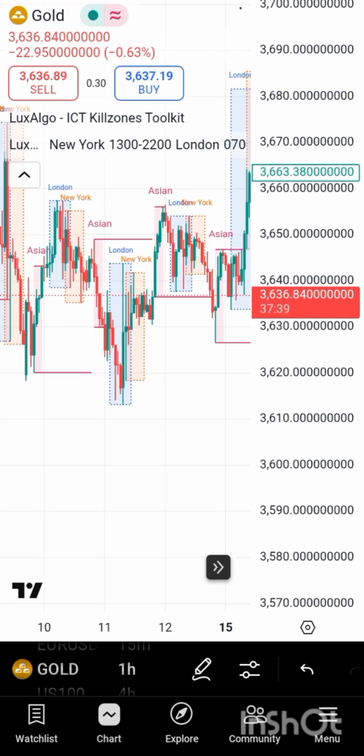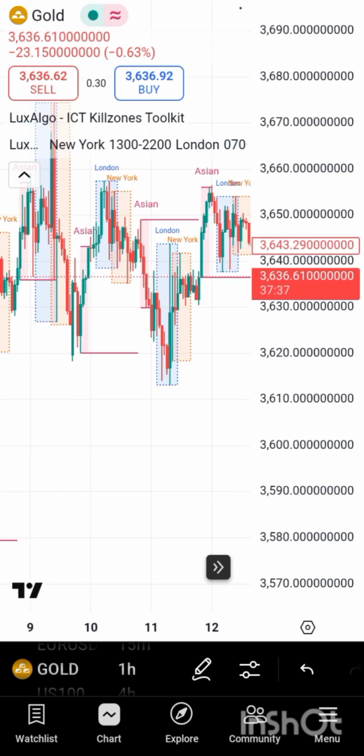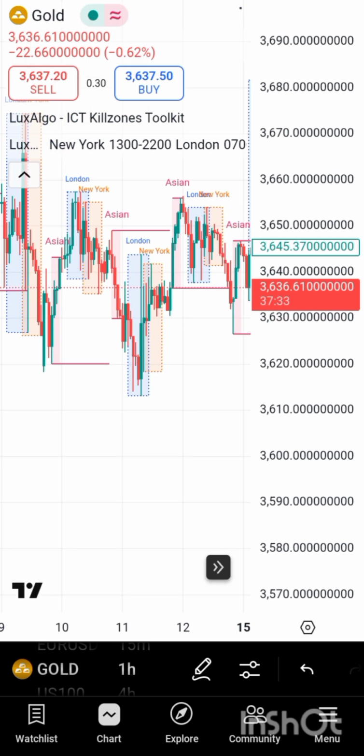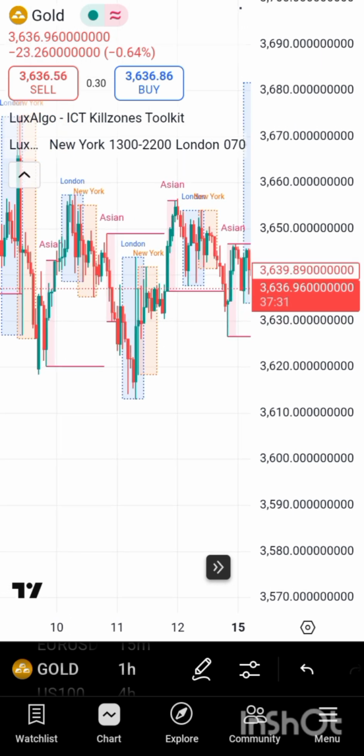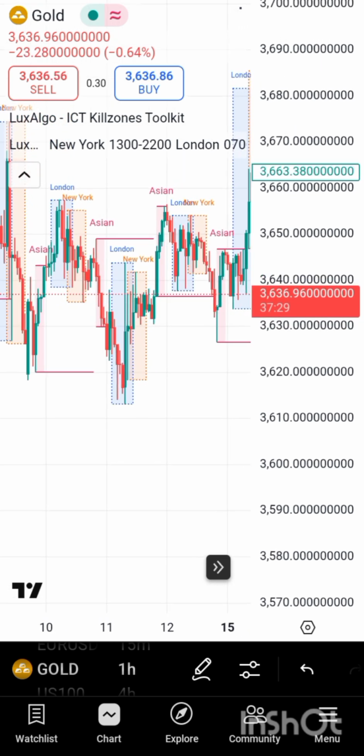Now let's look at marking supply and demand zones on our chart. How do we mark supply and demand zones? We always look at either the first candle or the last candle before an impulsive move.